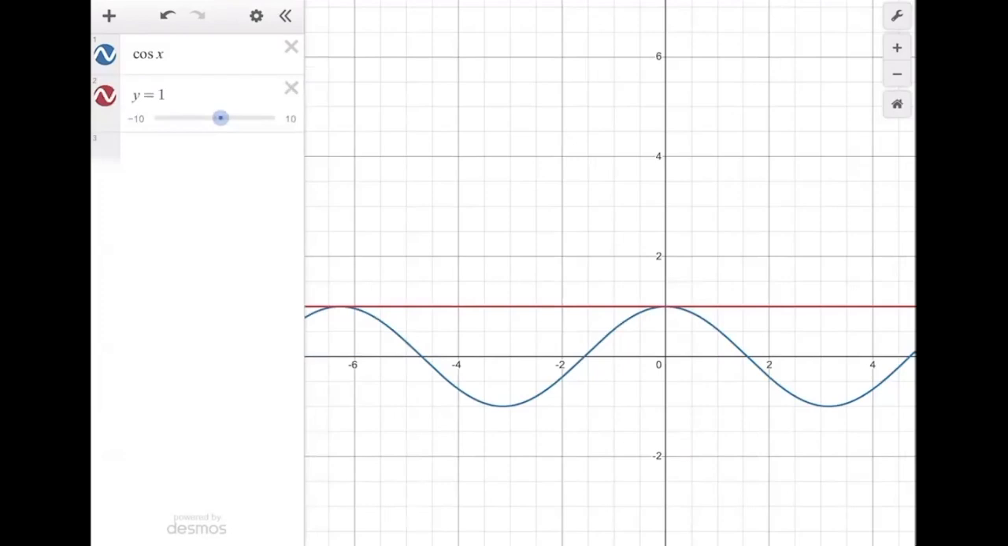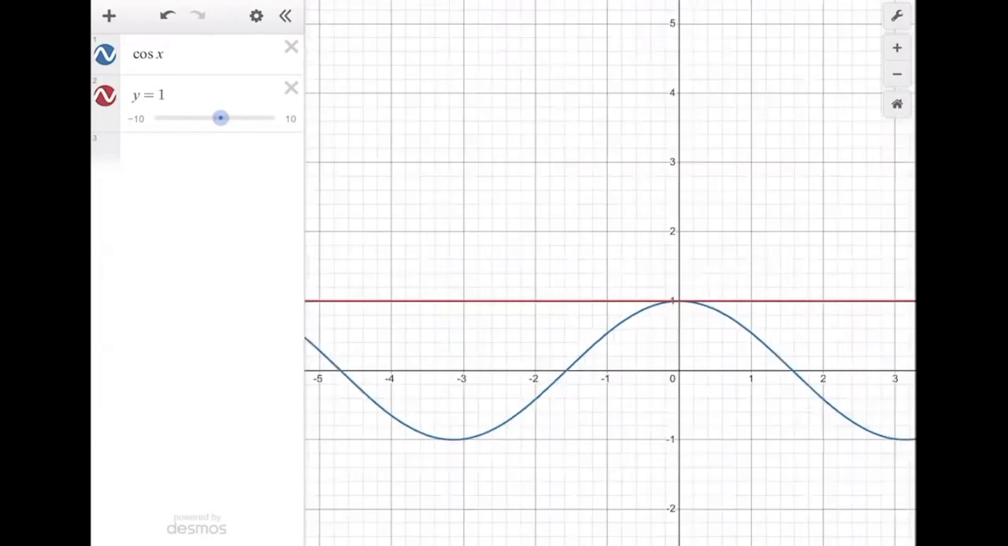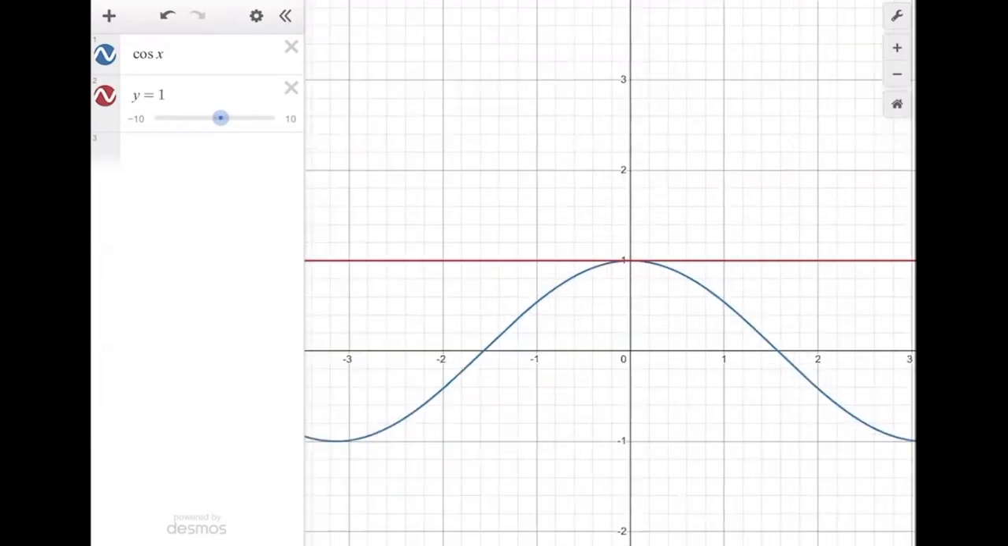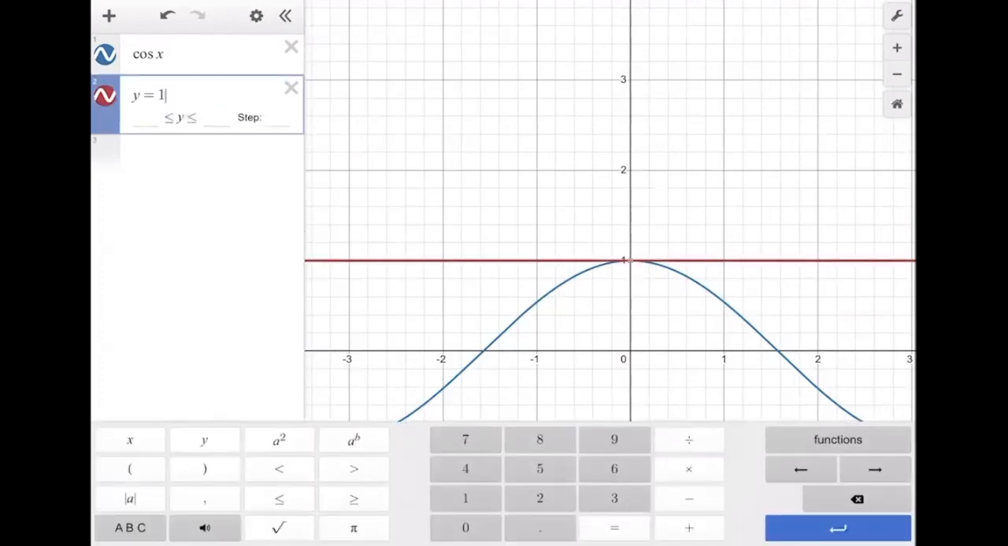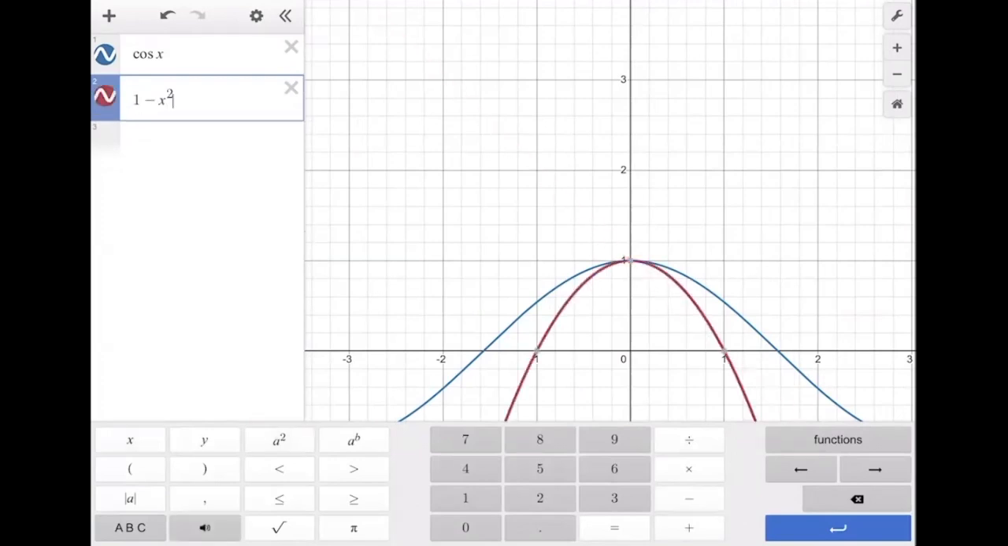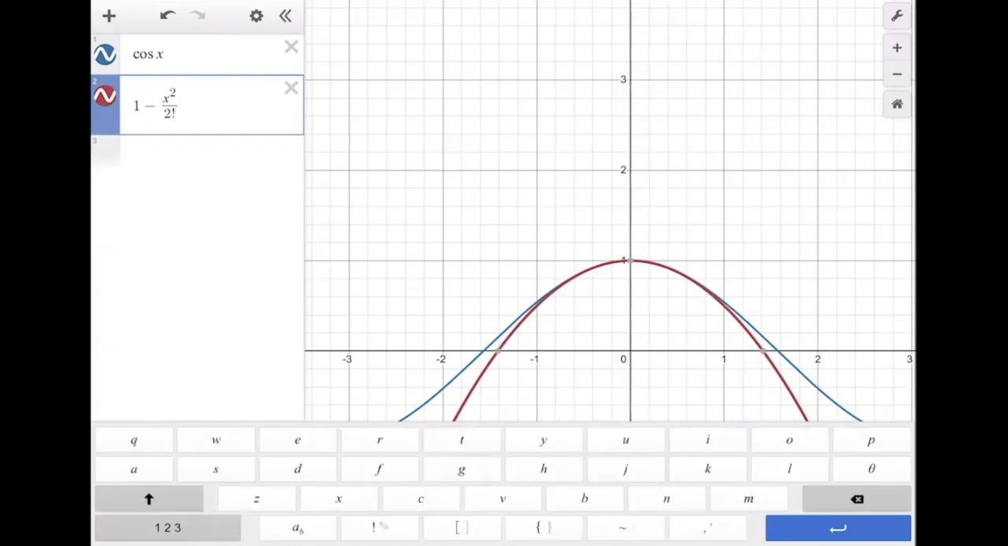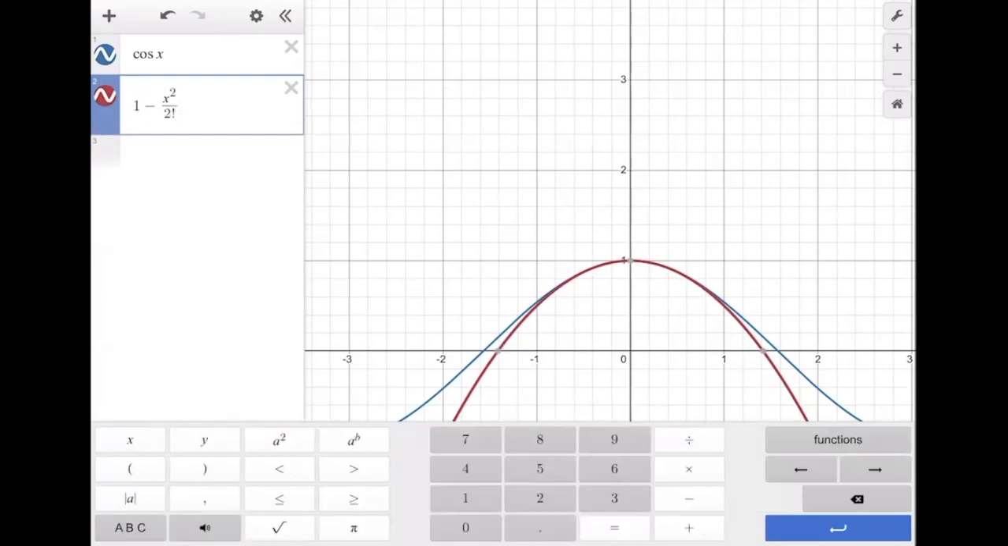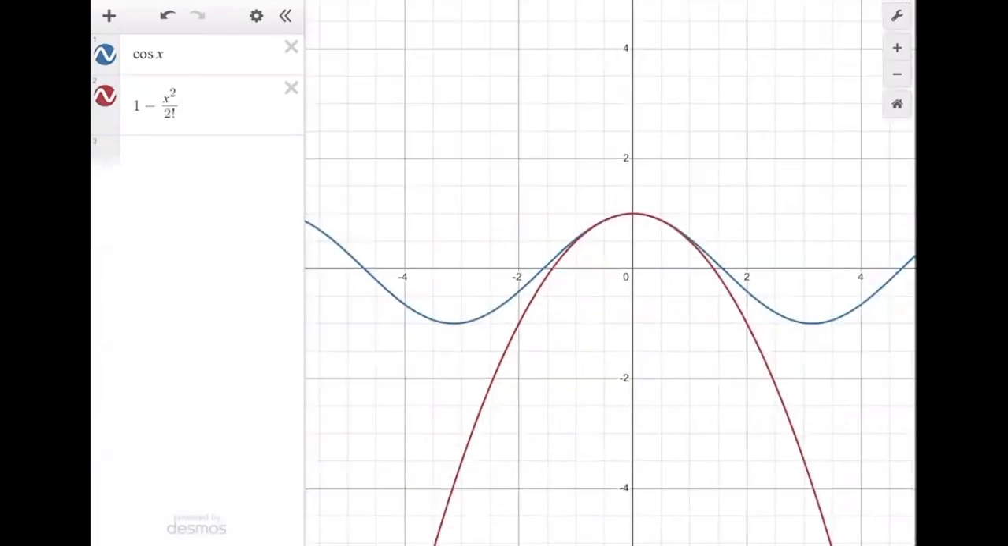So this is the Taylor polynomial of degree 0. It's just 1. So looking at the two graphs, it looks like it's just the tangent line at 0 to the graph of cosine. So when x is near 0, the graph of cosine can be approximated by that red line. So now let's add more terms. So let's do 1 minus x squared over 2 factorial. So that's a parabola. And here, let me zoom out a little bit.